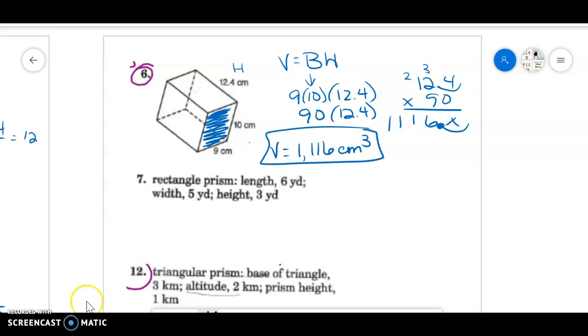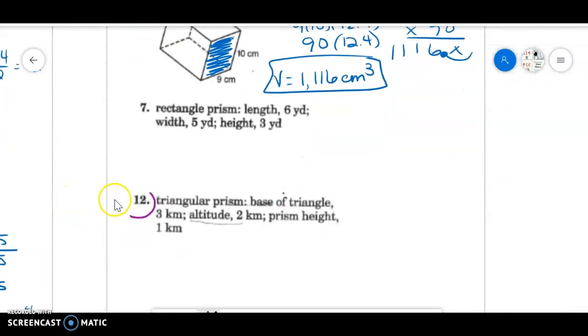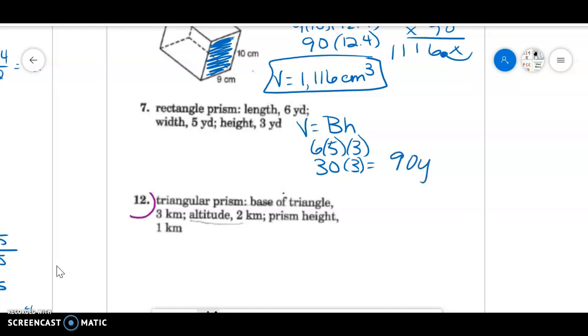You did quite well. Rectangular prism has a length of 6, a width of 5, and a height of 3. So again, here is our formula. We're going to say 6 times 5 times 3. 6 times 5 is 30. 30 times 3 is 90 yards squared.